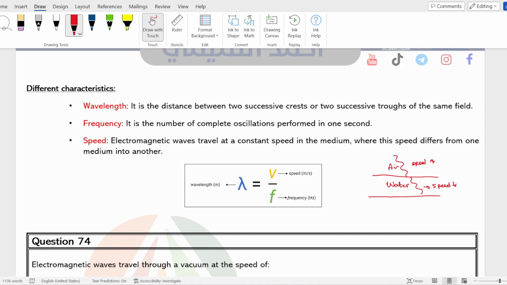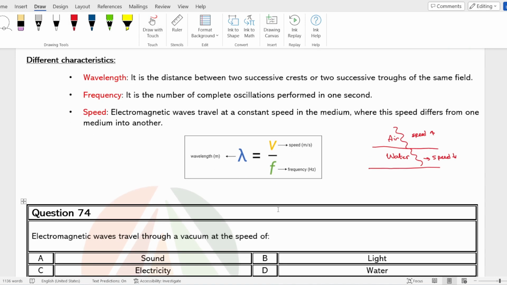طيب, لأن هذا القانون جدا جدا مهم، ورد عليه عدة أسئلة في الهيكل، وإن شاء الله راح يجي عليه السؤال بشكل مباشر. أهم شيء لازم نعرف في هذا القانون إنه وحدات القياس لازم نلتزم فيها. يعني الويف لينث is measured in meters. V السبيد is measured in meters per second. والفريكونسي it's measured in hertz.